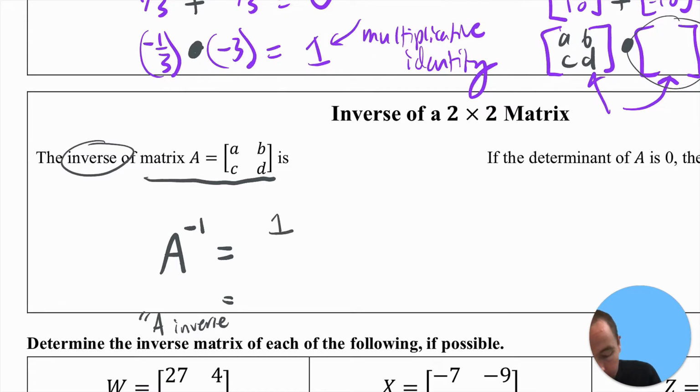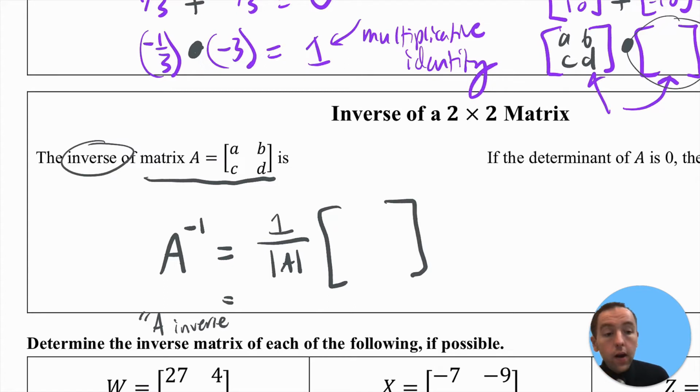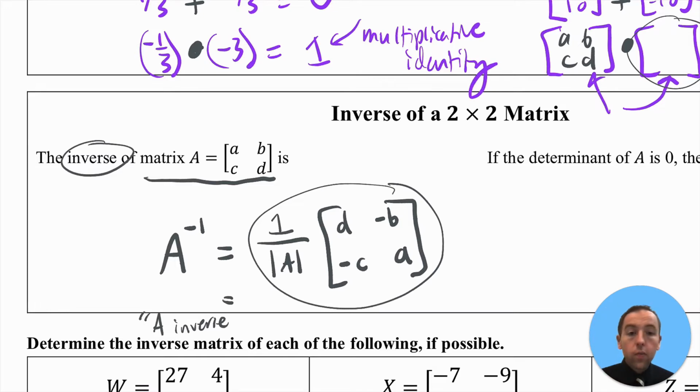You will take 1 divided by, so I put the bars around the A, which means the determinant of A, and then you will multiply it by a matrix where you will do the following. The elements D and A, the elements in the main diagonal, swap positions with each other. But the B and the C elements stay where they are. However, both of them become their opposites, so you make them negatives of one another. Whatever that simplifies out to be will be the inverse matrix that you need.